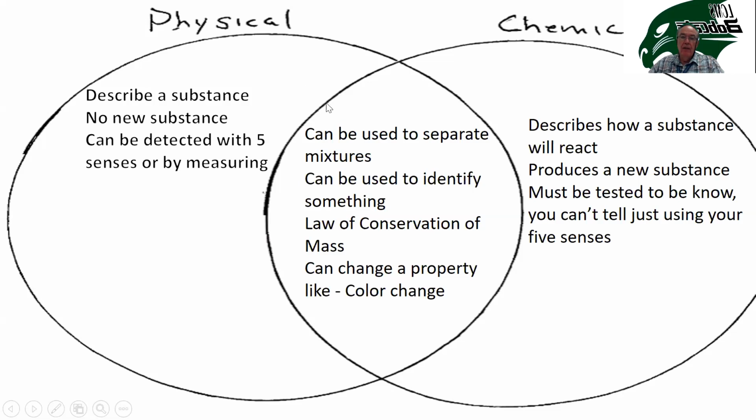Okay. And what physical and chemical changes have in common is they can both be used to separate mixtures or to separate compounds into atoms, so they can be used to separate things. They can be used to identify something. I'm going to talk about that in a second. They both follow the law of conservation of mass. And they can change a property, like changing color. So when the iron rusts, it turns brown. If you paint something, it changes color.